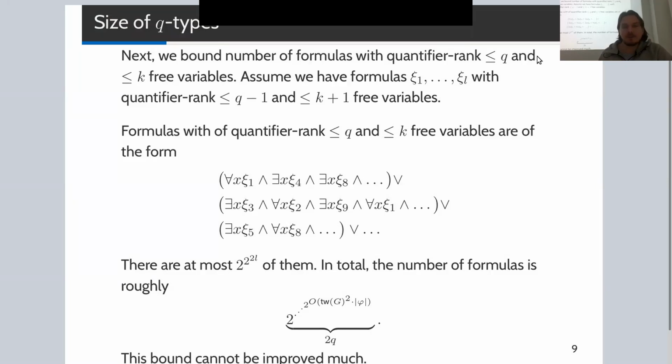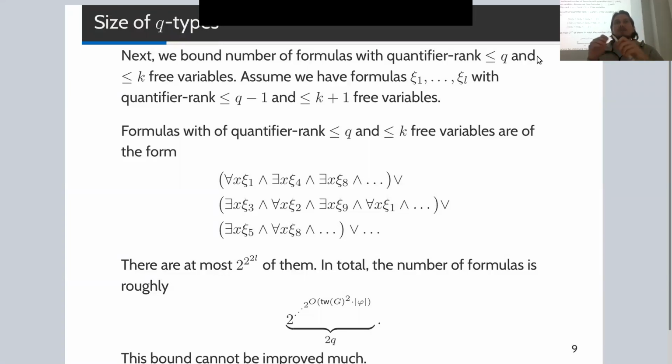And unfortunately, this bounded kind of, yeah, a question? Yeah, I think I missed something. Where is the tree width coming from in this bound? Yeah, the tree width is coming from the number of free variables. So in the base case, we assumed we had k free variables. And now for every quantifier rank step, we add another +1 to the number of free variables.